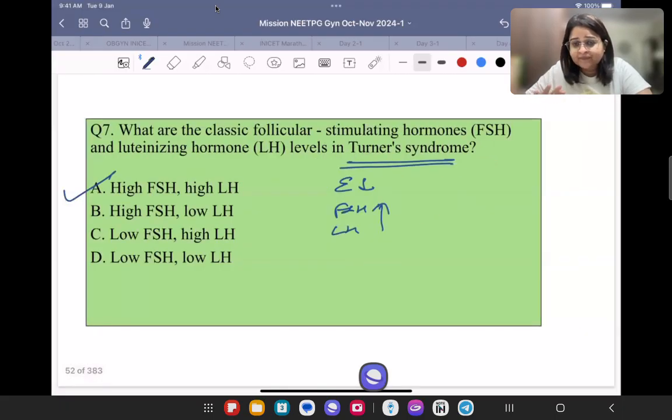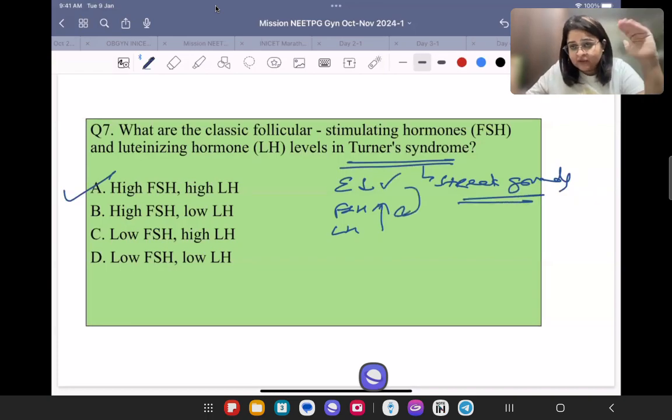Previous question. Turner's में क्या होता है? Gonadal dysgenesis or streak gonads, right? So that means the ovaries are streak. They are not formed. So estrogen is less and this will cause a positive feedback on the hypothalamus. ठीक है?